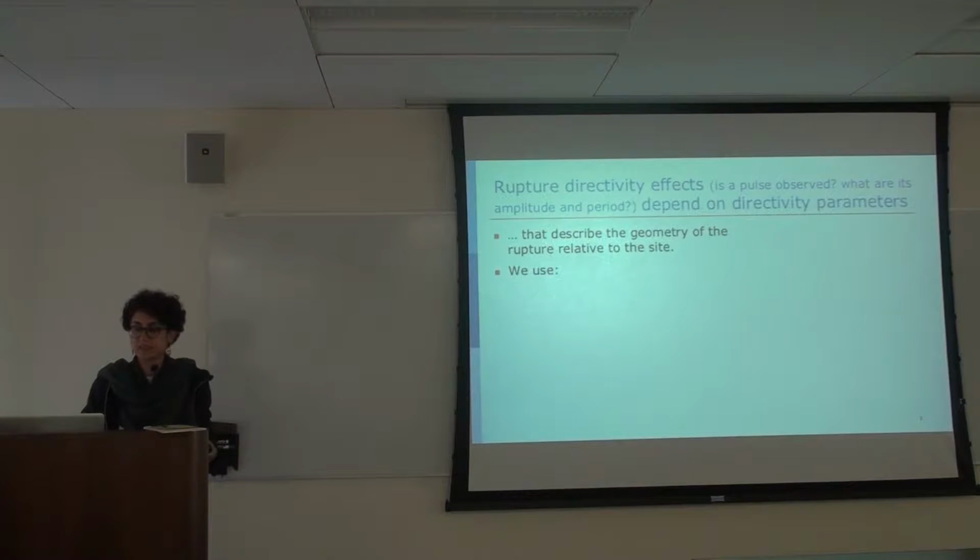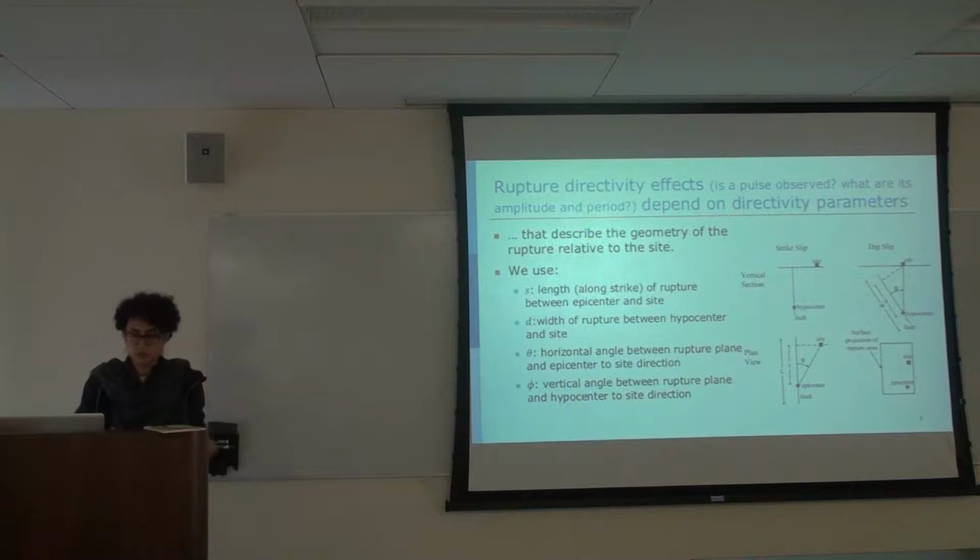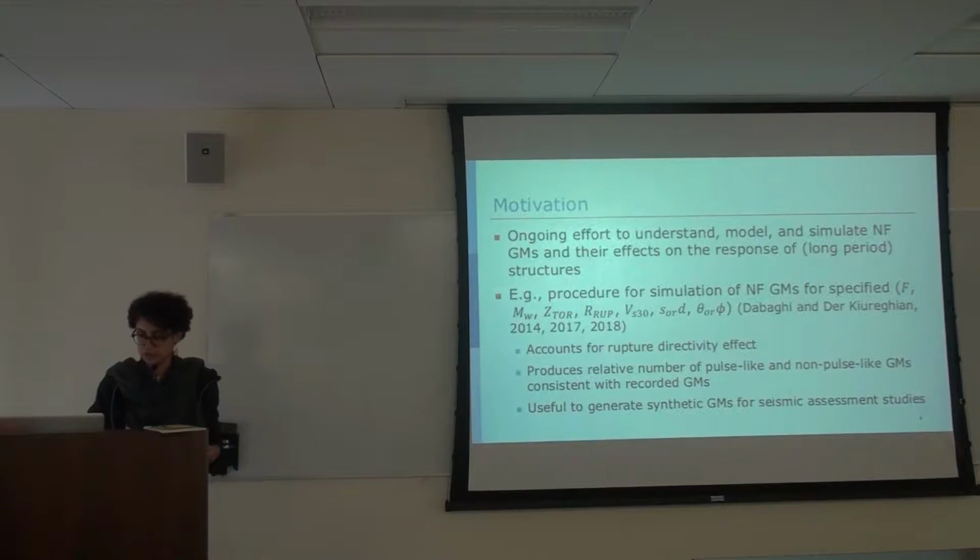These rupture directivity effects depend on directivity parameters, which I'll introduce here. They describe the geometry of the rupture relative to the site. So the directivity parameters that we use are the length S and the width D of the rupture between the hypocenter and the site, as well as the horizontal and vertical angles theta and phi between the hypocenter to site direction and the rupture plane. And S and theta are used for strike slip faults, while D and phi are used for dip slip faults. So this is just to introduce you to the terminology that we're using.